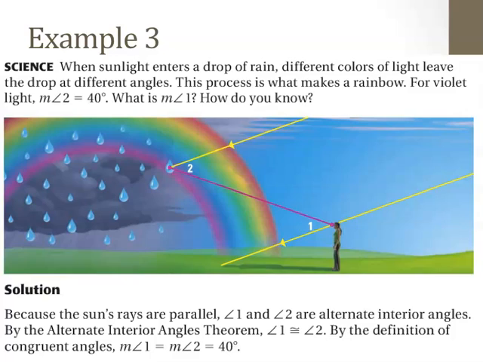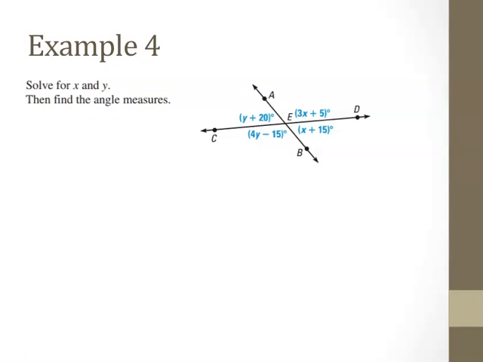All right, example 4. Solve for x and y, then find the angle measures. So there are a number of things that we can conclude here from just simply seeing that we have two lines that are forming 4 different angles here. First, we know that we have vertical angles. Anytime we have vertical angles, they're opposite each other, they're going to be congruent. Second, we also have linear pairs. And linear pairs, we know when they add together, they equal 180.